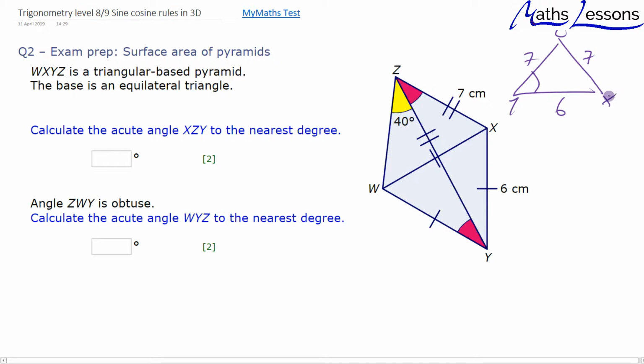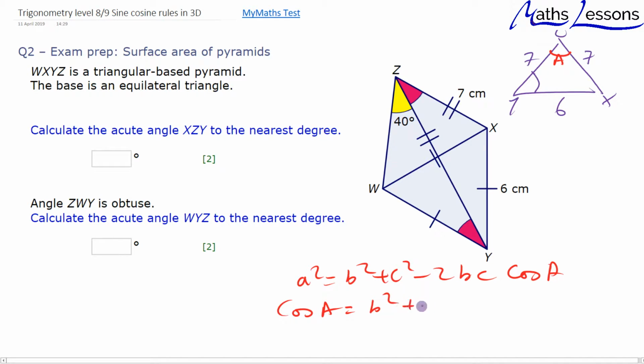X, Z, Y, sorry, X, Z, Y. I made a mistake there. X, Z, Y. We're going to find this angle here. So therefore, let's just call that A, by using the cosine rule. And we know that a squared equals b squared plus c squared minus 2bc cos A. If we rearrange that to make A the subject, you can learn this off by heart, it's up to you, or you can just rearrange it in the question.